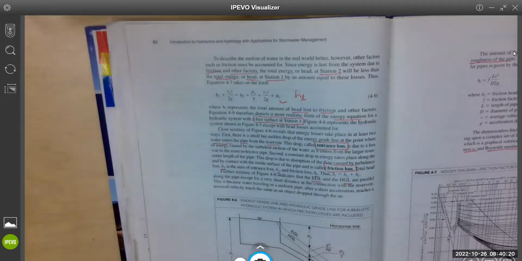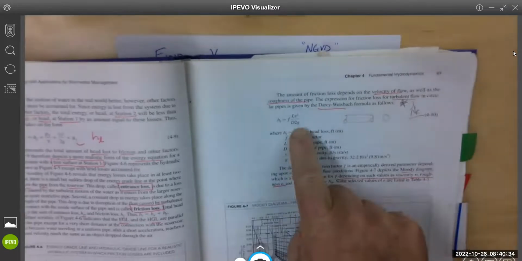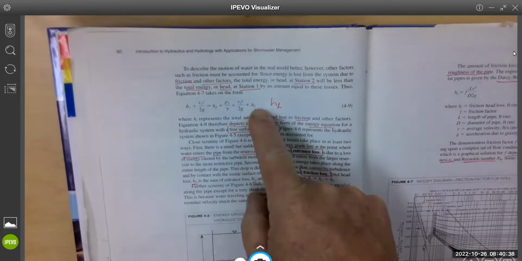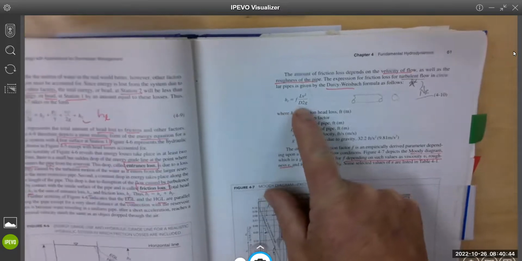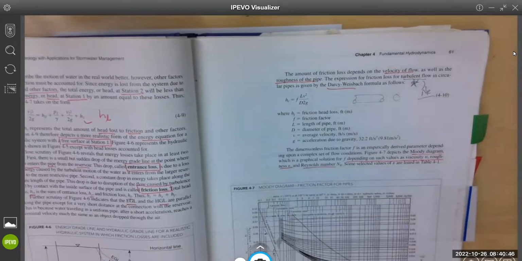And that would be H sub E. So E would be an entrance loss. That would also get plopped in the equation. The friction loss we can calculate. That's this equation. So one of the H sub L losses is H sub F, friction. So really there's only two: there's friction and there's entrance.